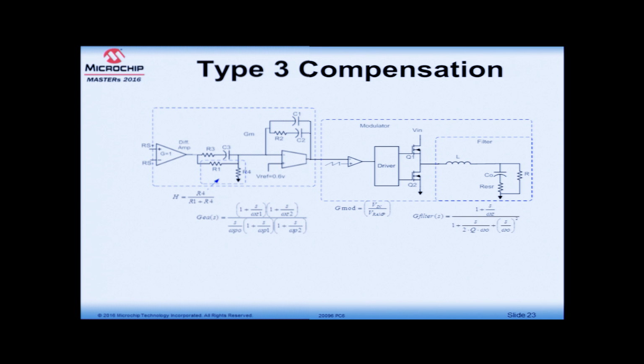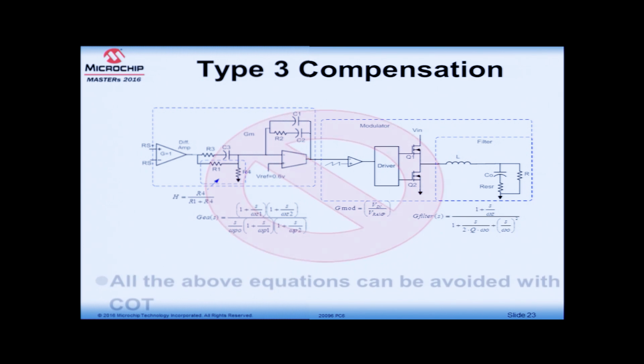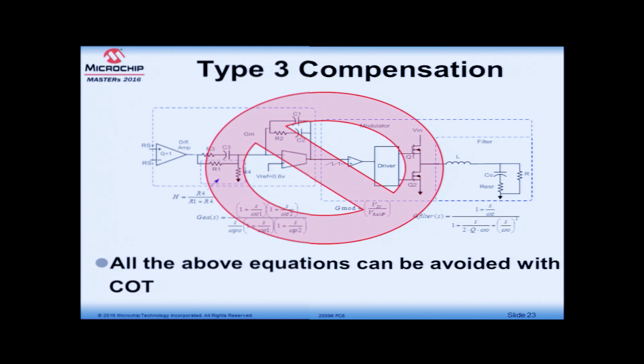So, there are a lot of equations, a lot of transfer functions we have to analyze. These are standard, but we still need to analyze. For every input output condition, we have to go through these tedious equations. All the above equations can be avoided with the constant on time control because of its simple nature in the control system design.